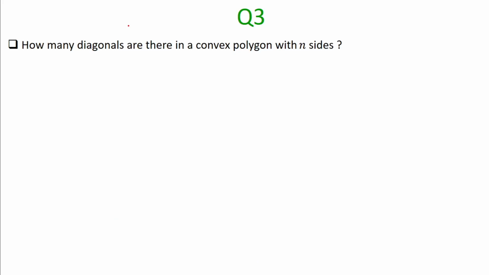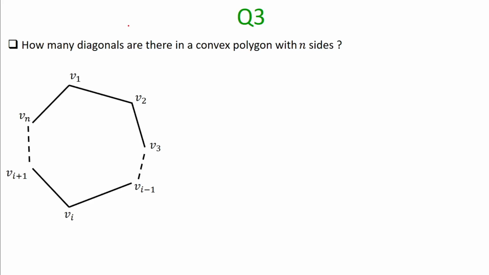The third question is, how many diagonals are there in a convex polygon with n sides? So again, we can derive the formula using induction or some other mechanism, but we will count it directly. So imagine you are given a convex polygon consisting of n sides and where the vertices are v1 to vn.